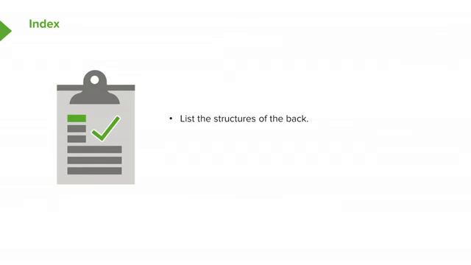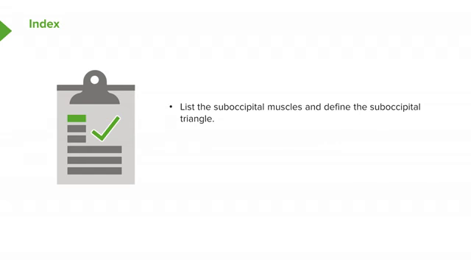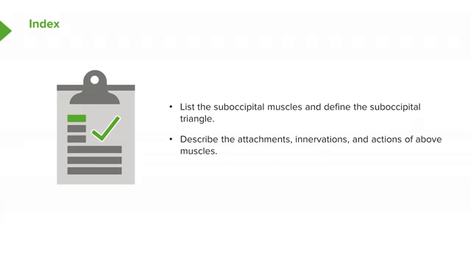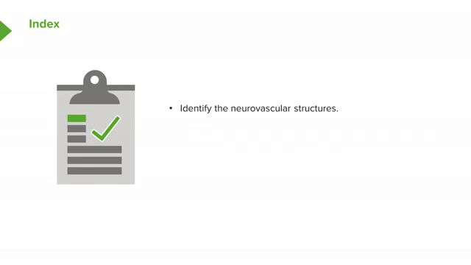This slide identifies the objectives that you should be able to answer at the conclusion of this presentation. First, list the structures of the back, categorize back muscles into groups, list the suboccipital muscles and define the suboccipital triangle, describe the attachments, innervations, and actions of the above muscles, identify the relevant neurovascular structures, and then we'll summarize the key take-home messages, and lastly, provide attribution for the images that were used throughout this presentation.